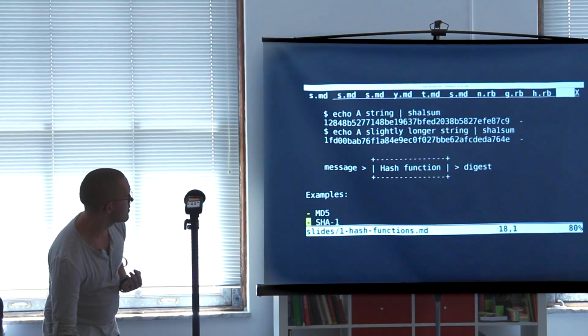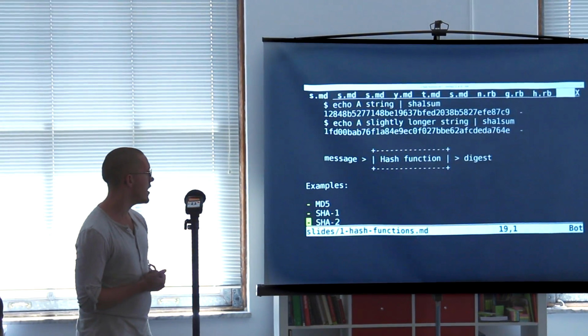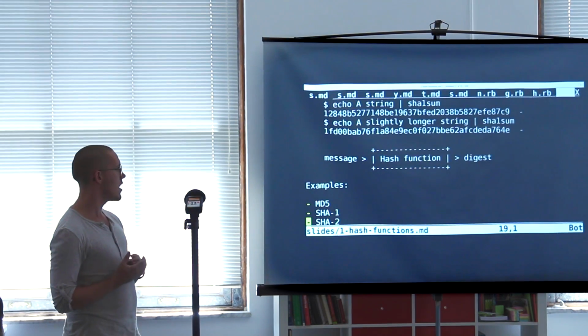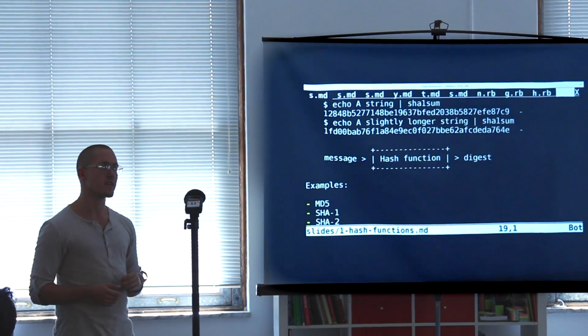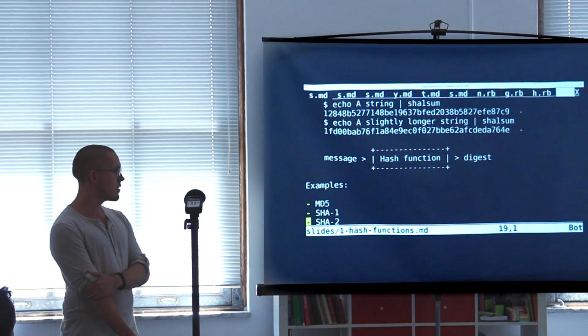The most common ones of these are MD5, SHA-1, and SHA-2. And SHA-2 includes SHA-256 and SHA-512, which are pretty common.